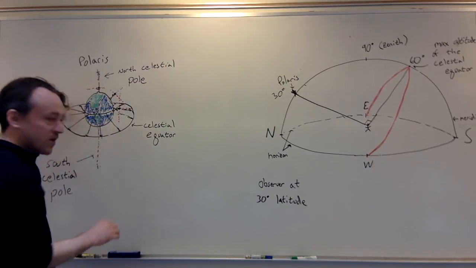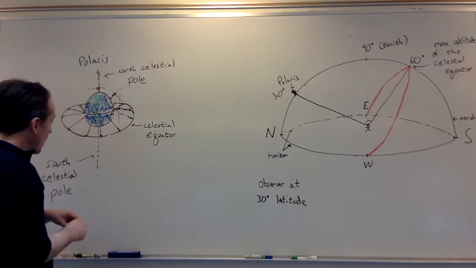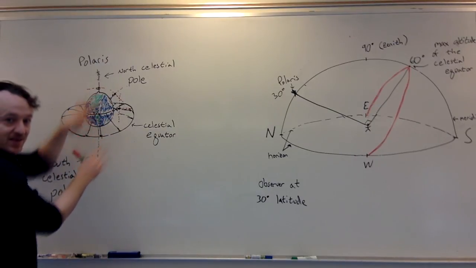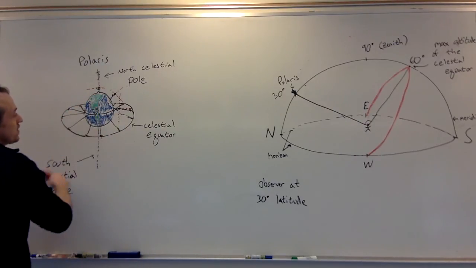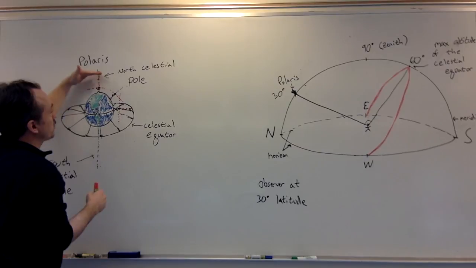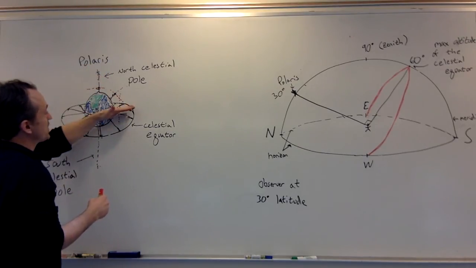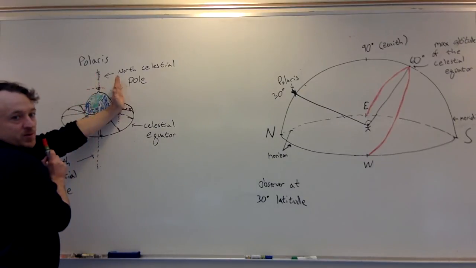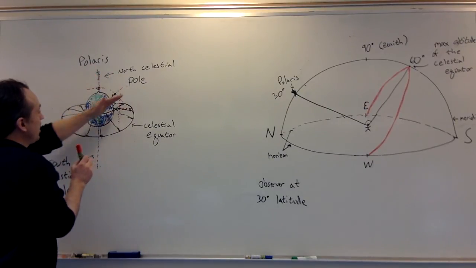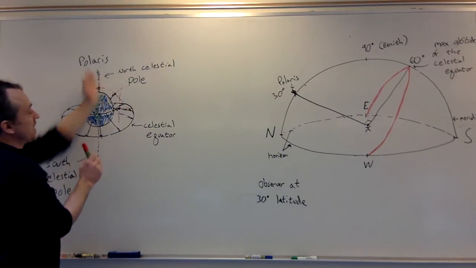This is a really crude drawing as far as the scale goes and everything, so don't let that confuse you. I'm just trying to indicate here that Polaris gets higher, and it comes somewhere in between as you go more north. At first, it's on the horizon because these are parallel. And then as you go more north, Polaris gets higher in the sky.